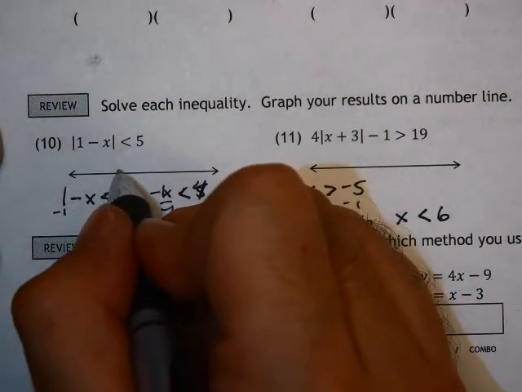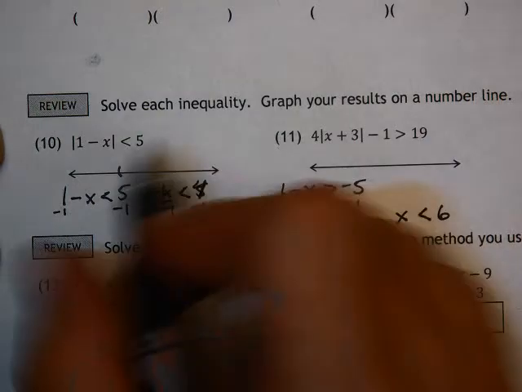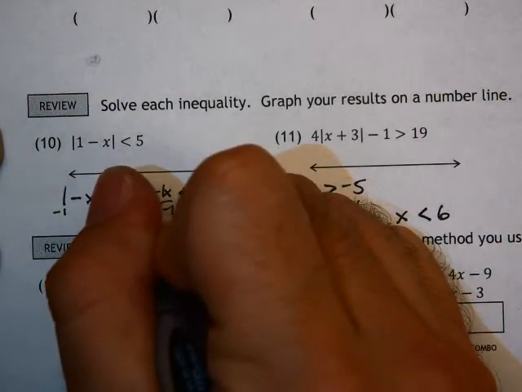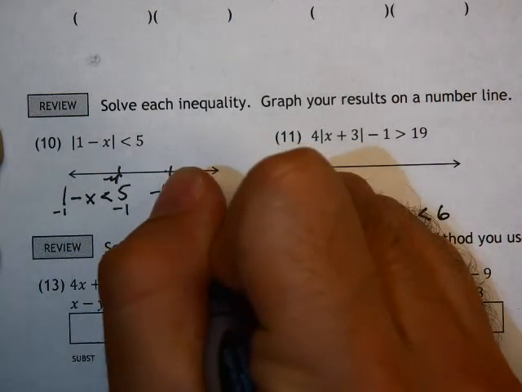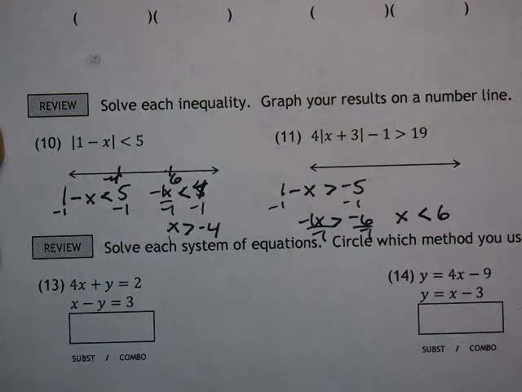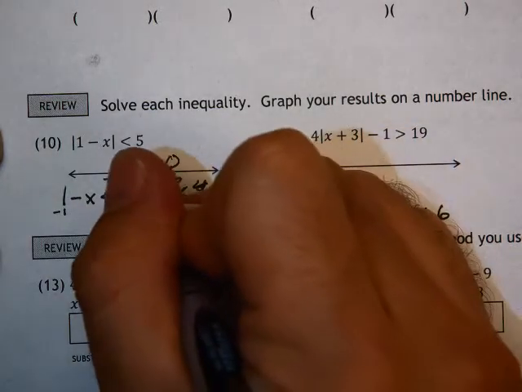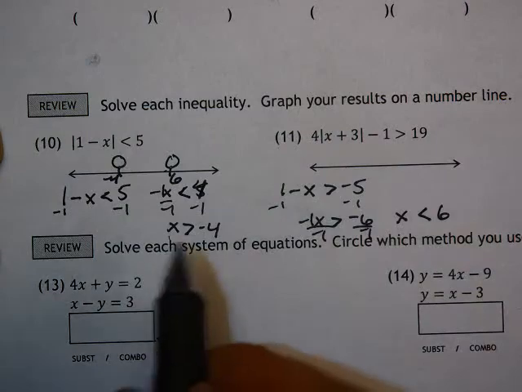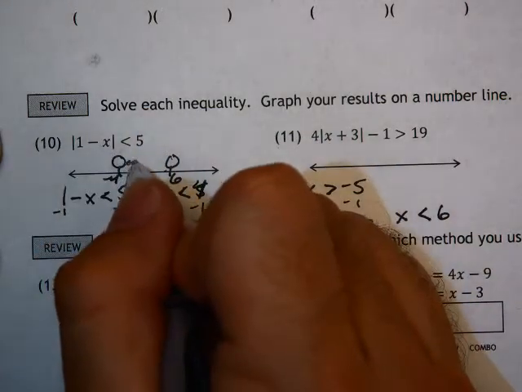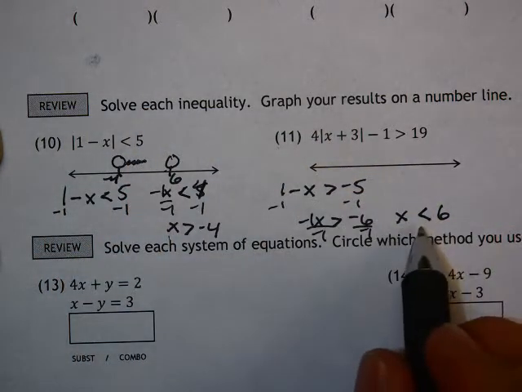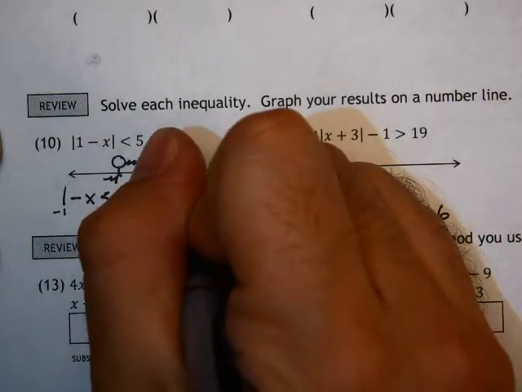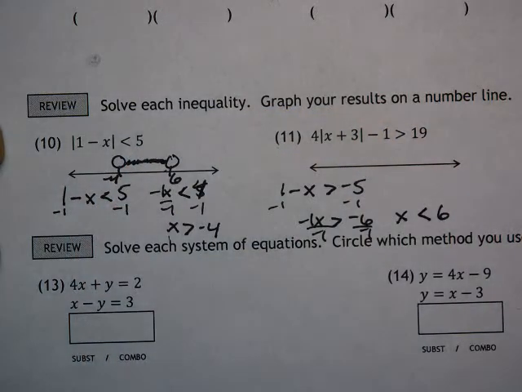So now on my number line, and I'm running out of room here, let's call this negative 4. Positive 6 is there. Open circles, because there's no or equal to. I'm greater than negative 4, so I start shading in this direction. I'm less than 6, so I start shading in this direction, and they meet in the middle.